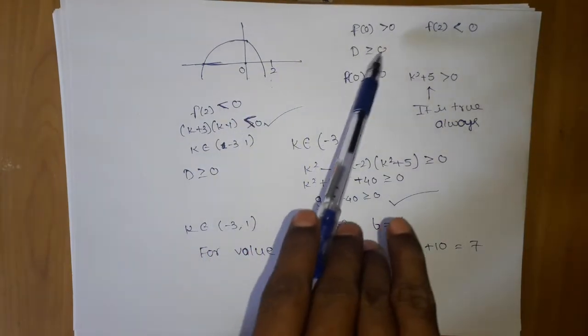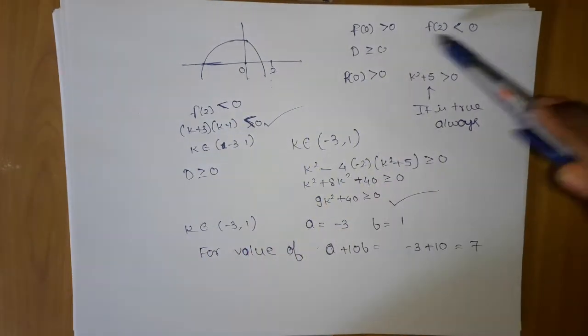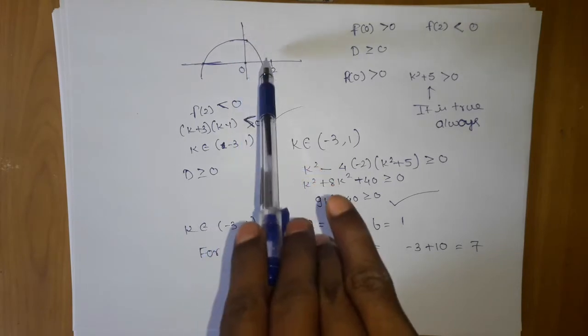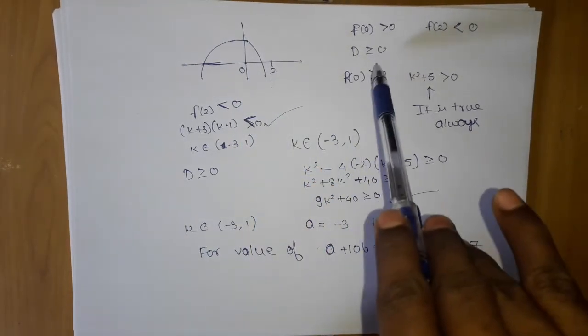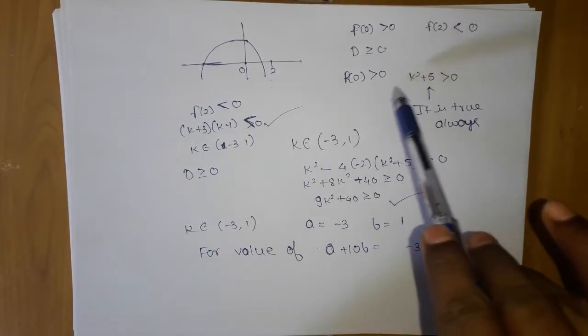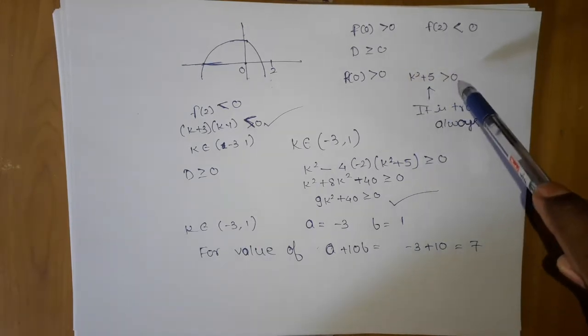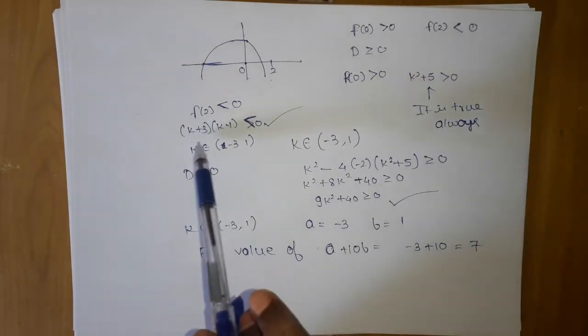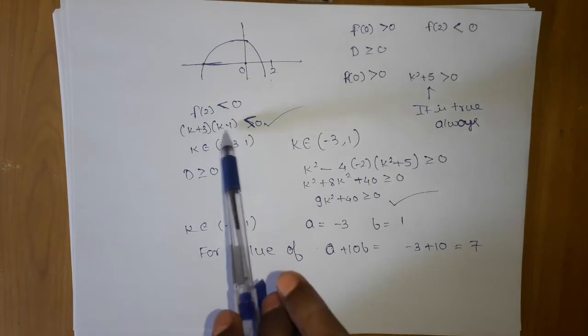Here we see f of 0 is greater than 0, f of 2 is less than 0. F of 0 here is a positive value, f of 2 is negative, D greater than or equal to 0. F of 0, after solving we got this, it was right, and for f of 2 we got this value from the previous when we solved it.